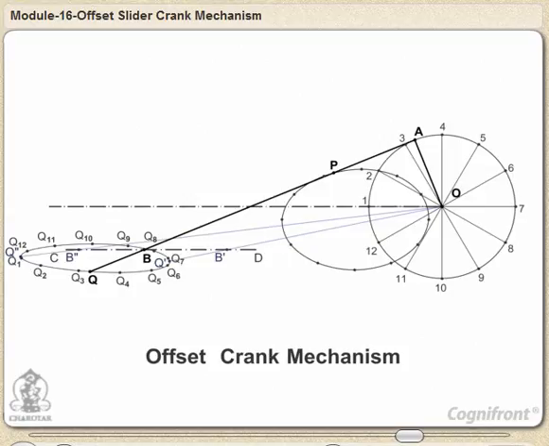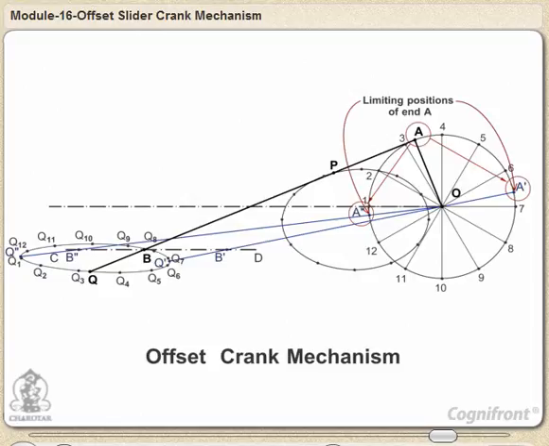Now extend the line B'O to obtain A' and B''O to obtain A''. These are the limiting positions of end A. A' and A'' will be on the lines B'O produced and B''O respectively. Observe that the travel of the slider is shown by the distance B''B'. So friends, in this session we learn the simple slider crank mechanism.